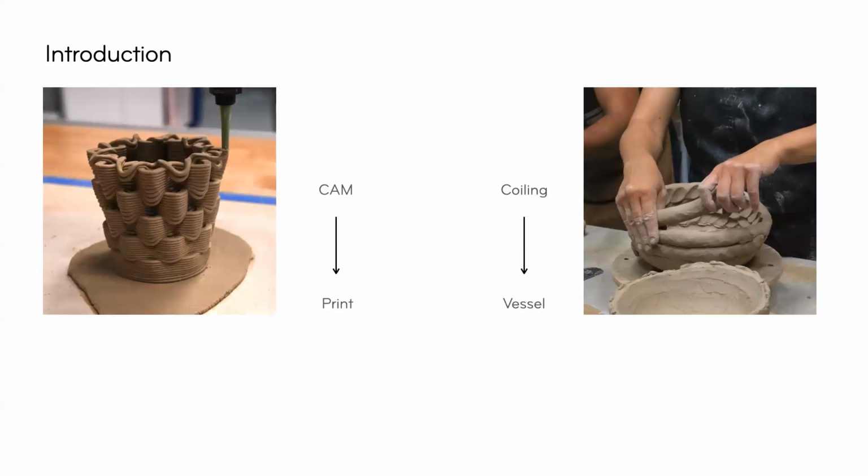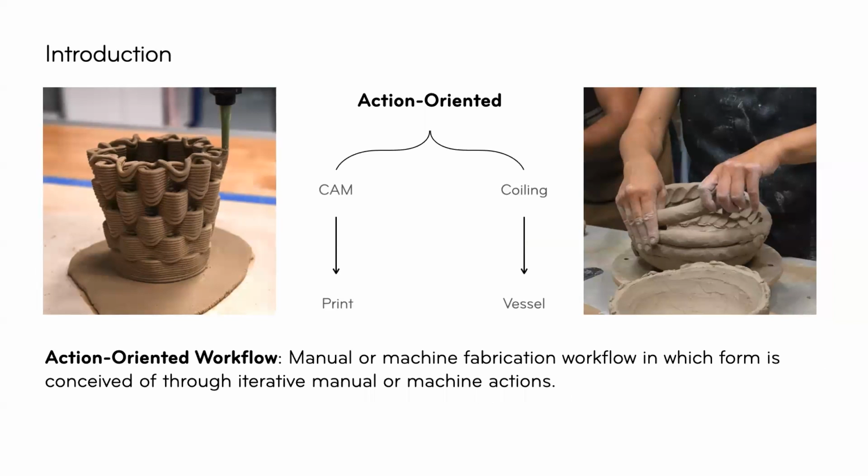We therefore observed parallels between CAM-based design and hand coiling techniques. In both cases, form emerges from the interaction between each action enacted by the craftsperson or machine and the material response. We use the term action-oriented to characterize manual and machine fabrication workflows in which form is conceived of through iterative manual or machine actions.